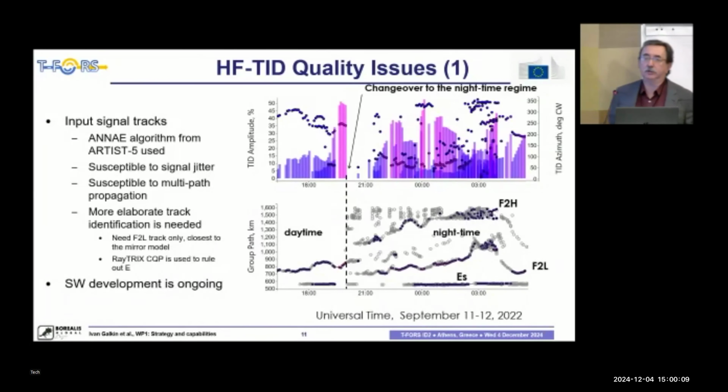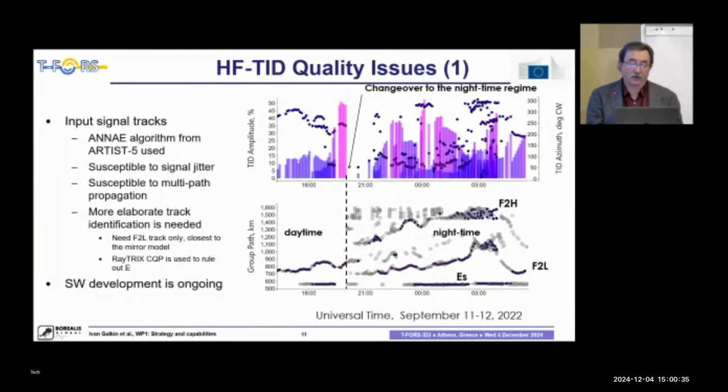But we need to learn how to identify these tracks and select the one that we need. And that's the one that we need. It is the low elevation ray for the F2 layer. It's in progress. I promise we'll keep working on that. But that's one of the software developments that is ongoing, I'm saying.